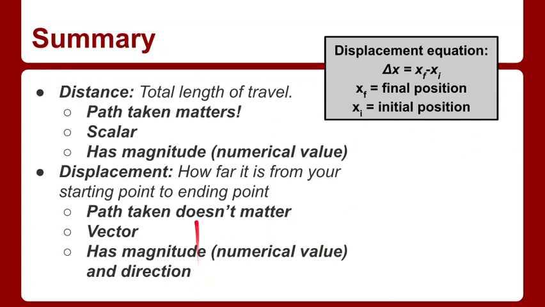To summarize, the distance is the total length of travel. The path you take matters. It's a scalar. It has magnitude or numerical value. Displacement is how far it is from your starting point to your ending point. The path taken doesn't matter. It's a vector. It has magnitude, numerical value, and direction. And here's your equation for displacement that you can write down as a reference.